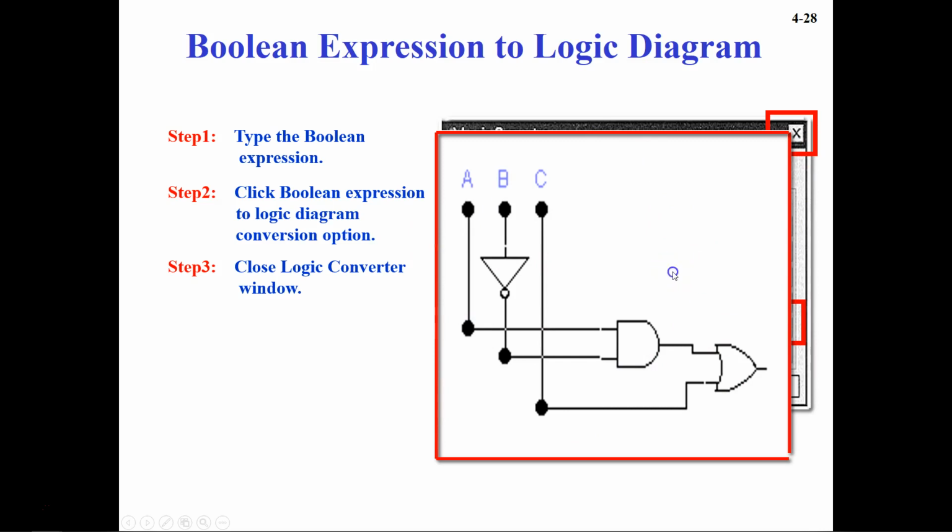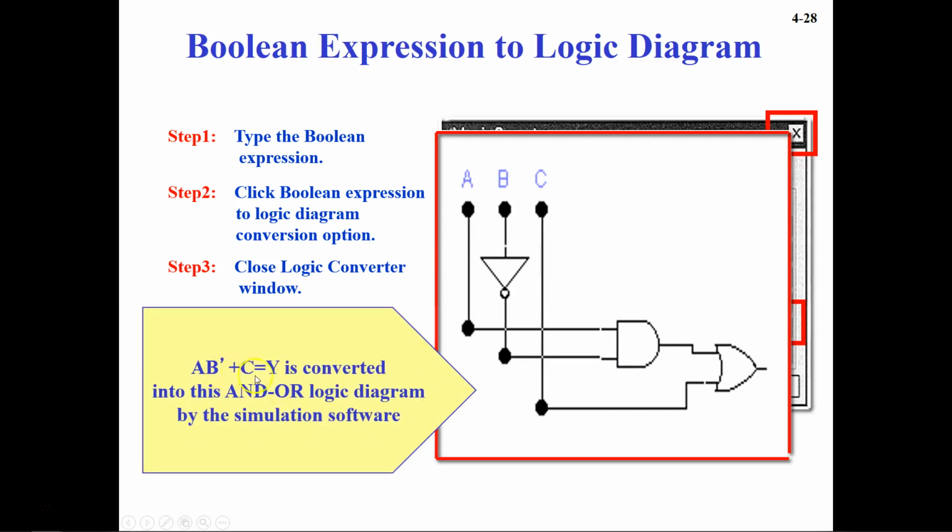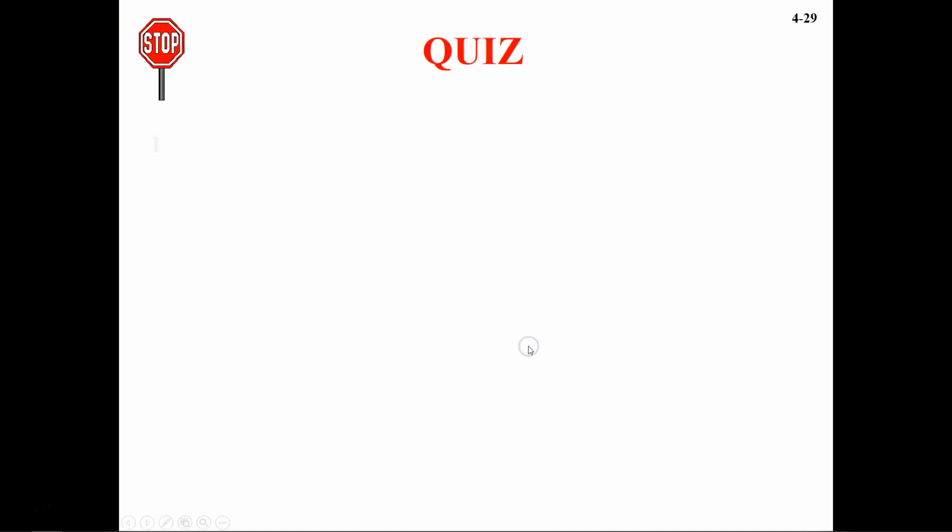particular case. So AB bar plus C is equal to Y is converted into this AND-OR logic diagram by the simulation software. So it's a very easy software, easy to use, and you can see all different expressions, truth tables, and logic diagrams for your circuit design. So I would recommend to use this and try to see how it works, and when you solve the problem, match your answer with the simulated answer. Okay, so now let's see what we have next.